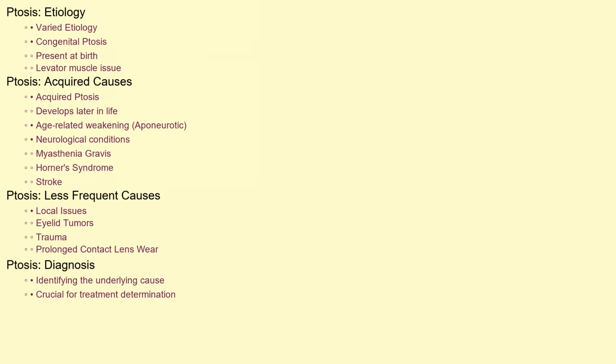Common causes of acquired ptosis include age-related weakening of the levator muscle, known as aponeurotic ptosis. Neurological conditions like myasthenia gravis, Horner's syndrome, or even a stroke can also lead to ptosis. Less frequent causes involve local issues like eyelid tumors, trauma, or even prolonged contact lens wear. Identifying the underlying cause is crucial for determining the best course of treatment.